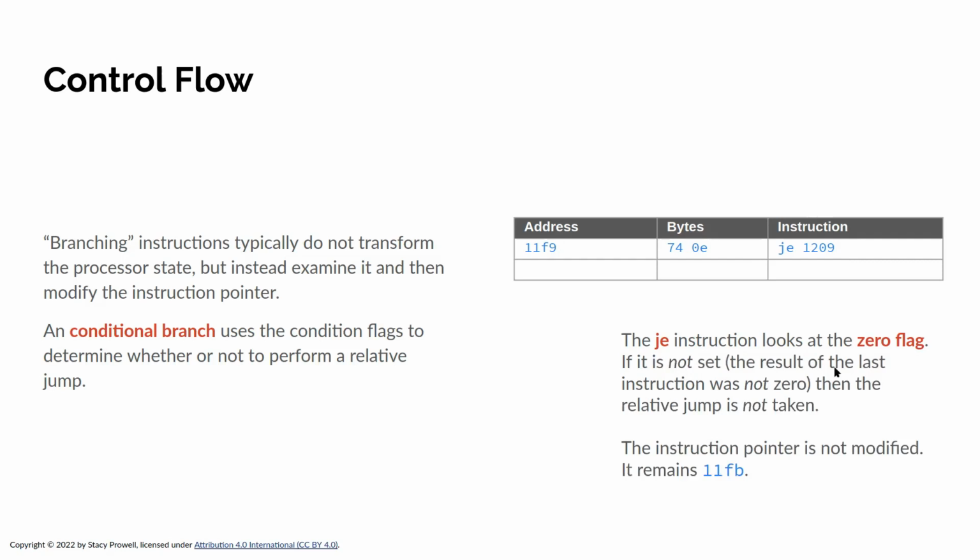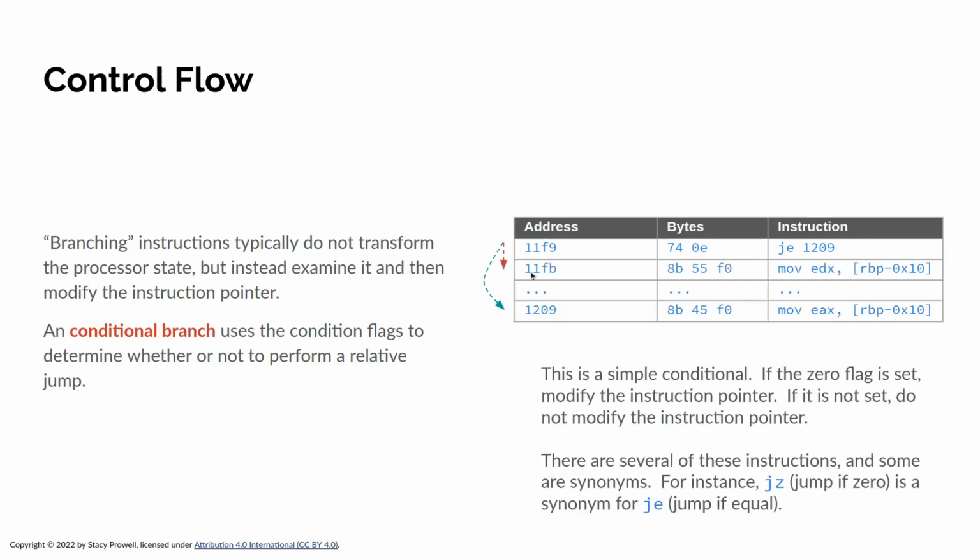If it's not set, then we don't modify RIP at all. And it already points to the next instruction, so we just plow right ahead. So that's what it ends up looking like. It ends up saying, if the zero flag is set, go down here. If it's not, don't modify RIP, which already points here, and we just would fetch from this next, and we just plow ahead.